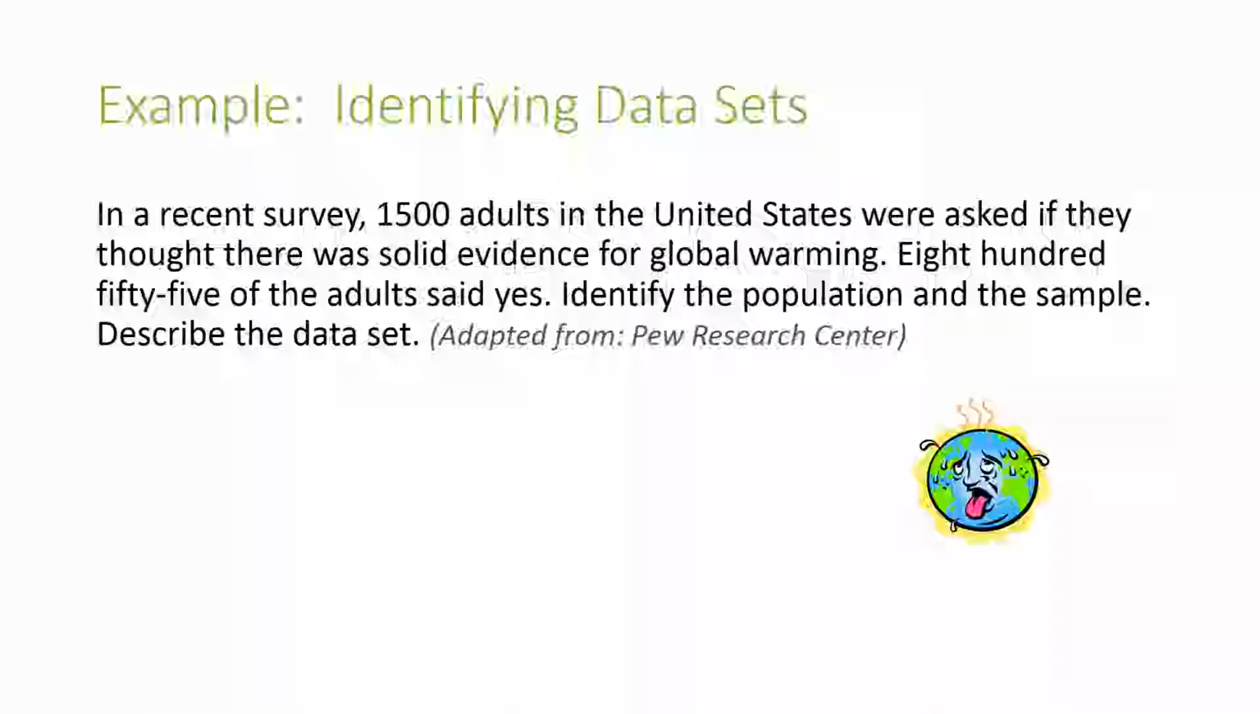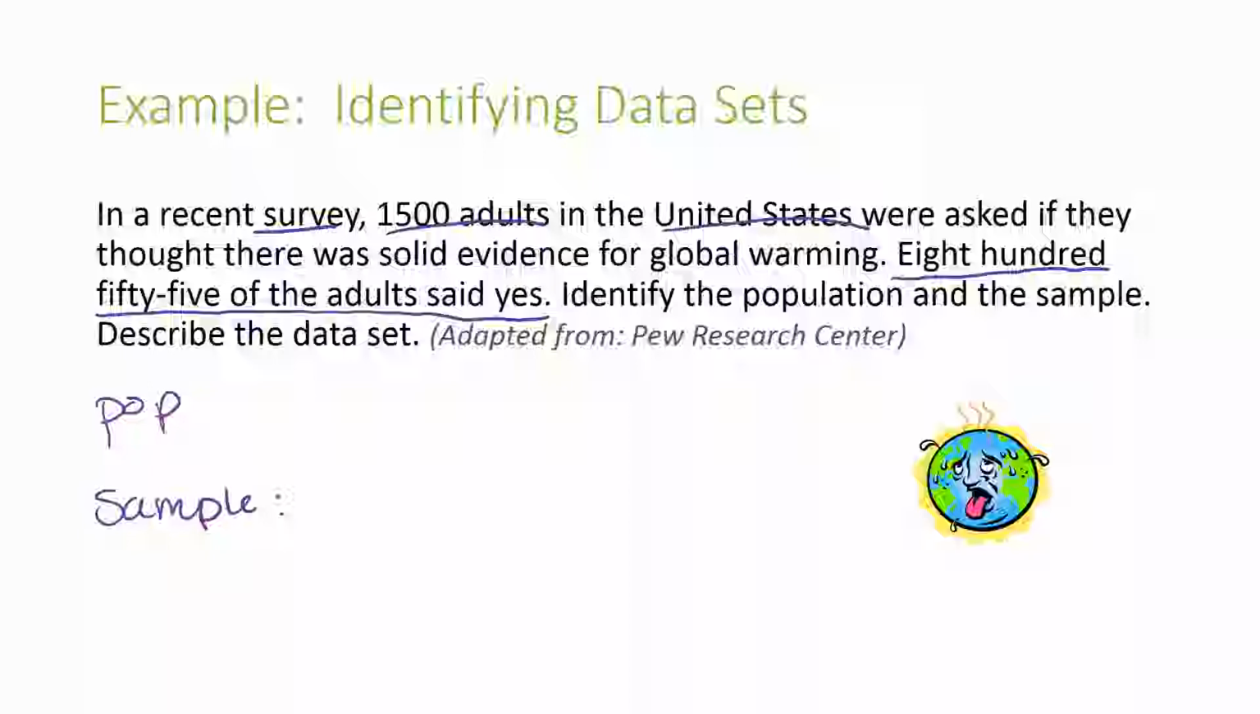Let's look at another example. In this example, it tells us that there's a survey of 1,500 adults in the US, and they were asked if they thought that there was solid evidence of global warming, and we had 855 adults say yes. So we want to identify the population and the sample.